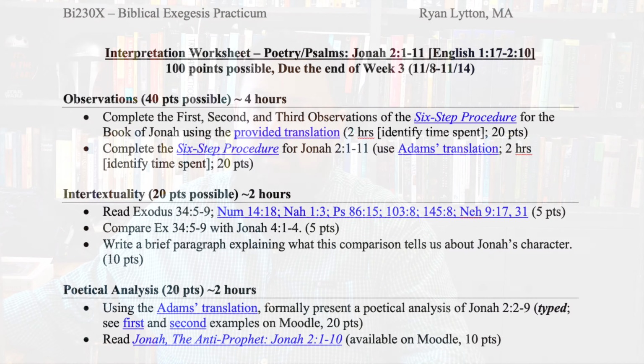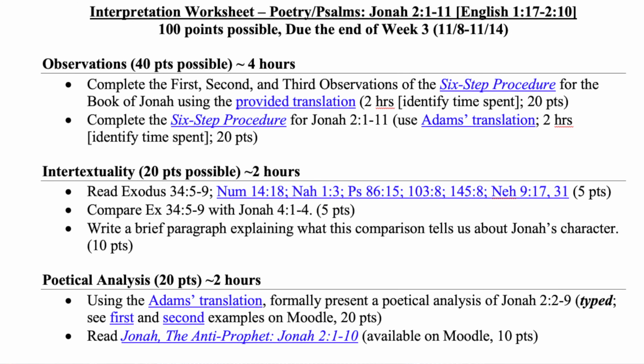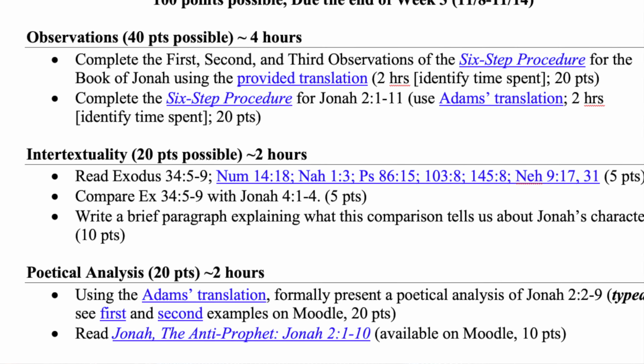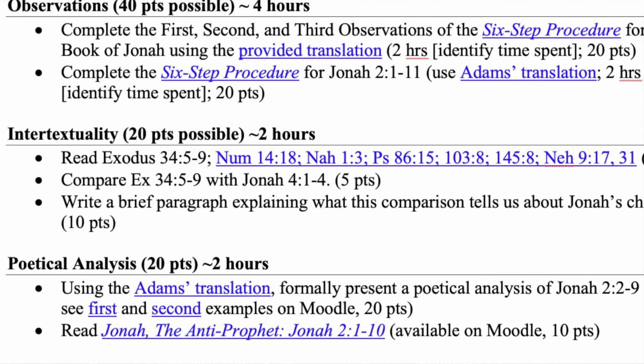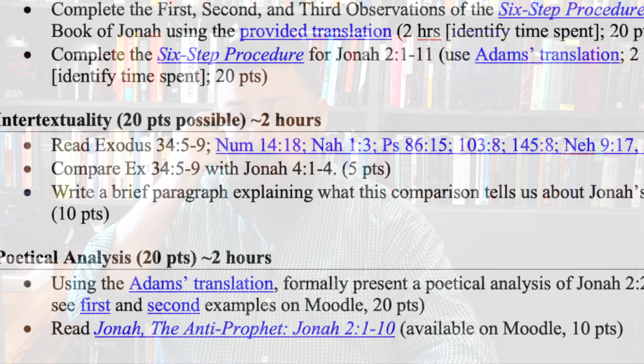And then for the poetical analysis, you'll see Adams's translation there, again, for Jonah's prayer. And then you'll see 2 examples linked for Moodle. And I want you to do a poetical analysis. We're going to be talking about this in more detail in another video. And then you have a paper here, Jonah the Anti-Prophet. And this is a paper that I wrote in graduate school. And I'm working on getting it published currently. So please don't send it out to a bunch of people.